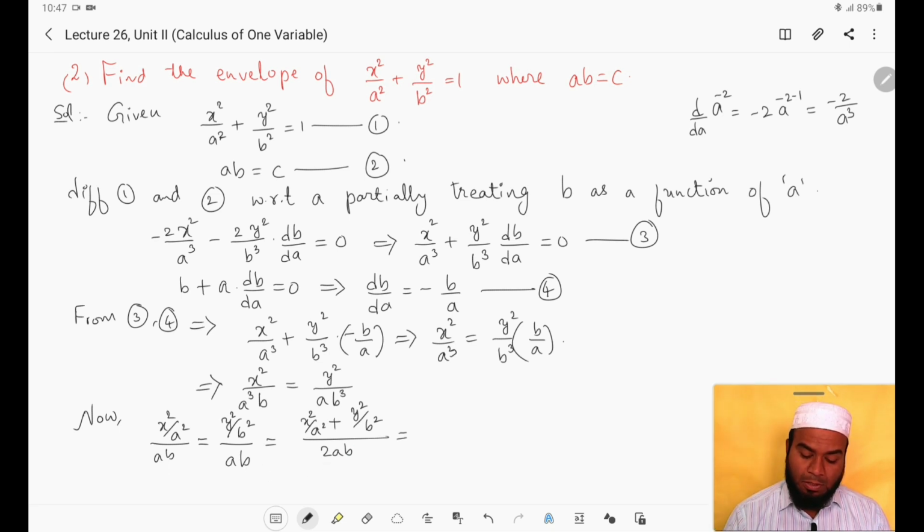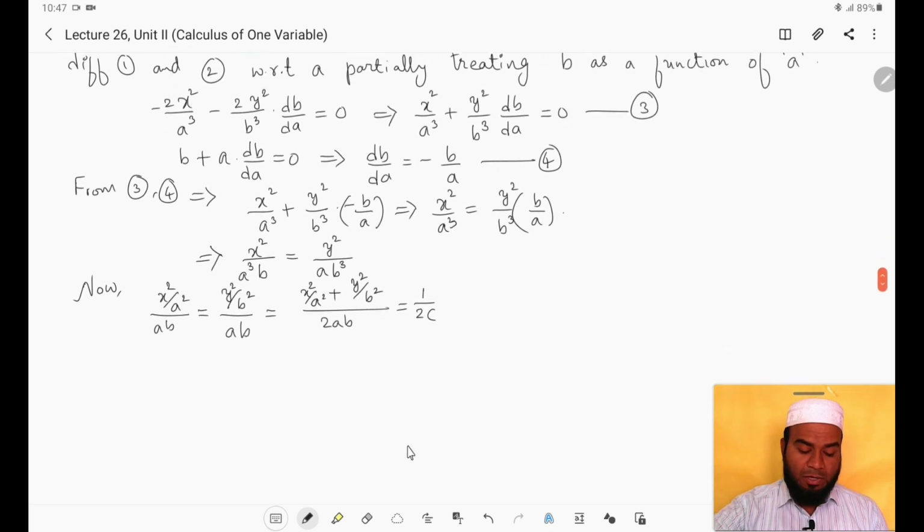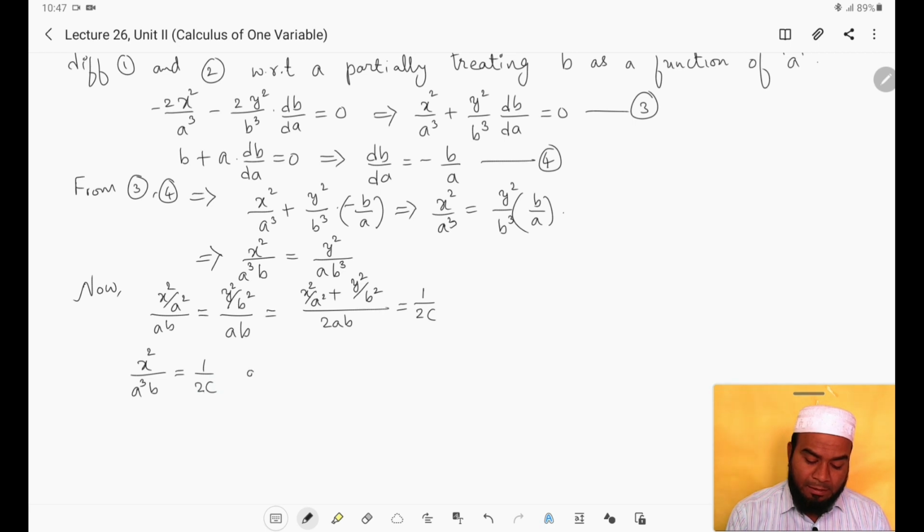This is equal to, now x square by a square plus y square by b square is equal to 1 from equation 1. So this is equal to 1, and in the denominator we are having 2ab. ab is already equal to c. So what we will get here? 2c. Now what we can do is equate this with 1 by 2c, then equate this with 1 by 2c. So what we will get? x square by a cube b equal to 1 by 2c, and the second term, that is y square by a b cube equal to 1 by 2c.